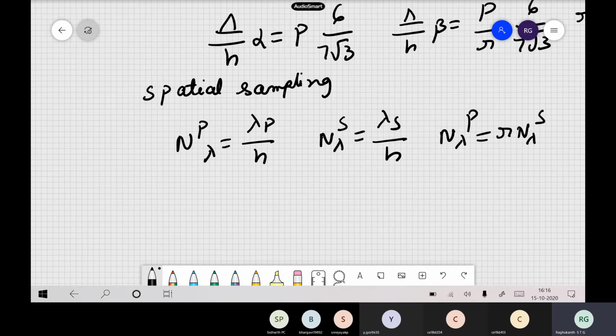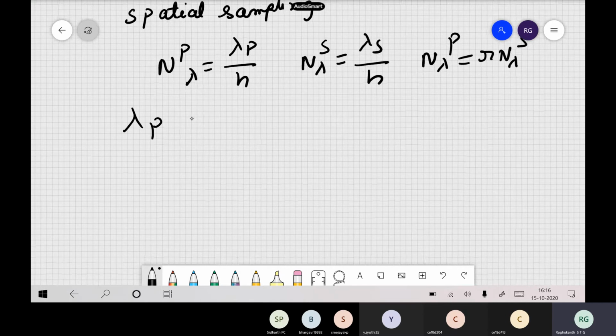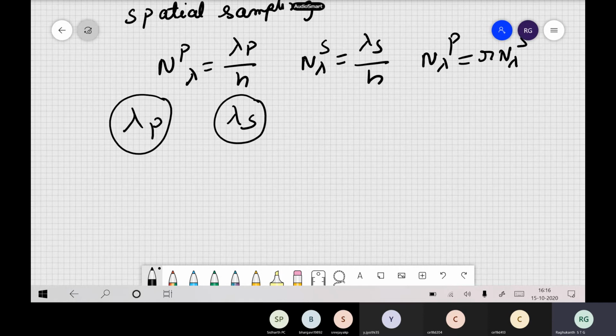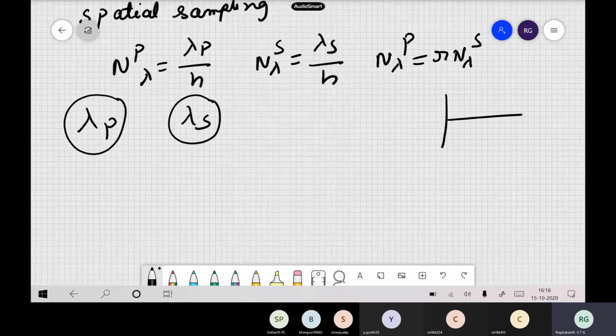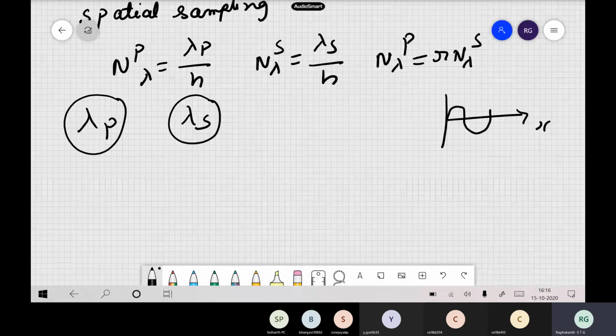Now the wavelength for P will be more, or the wavelength for the shear wave will be more? Whose wavelength will be more? What do you mean by wavelength? I hope all of you know, right? In the spatial domain, in x, if I have the wave like this, this is what we call lambda. Now lambda for which wave will be more, P or S? Shear will be more, sir. S will be more. How can you say that?